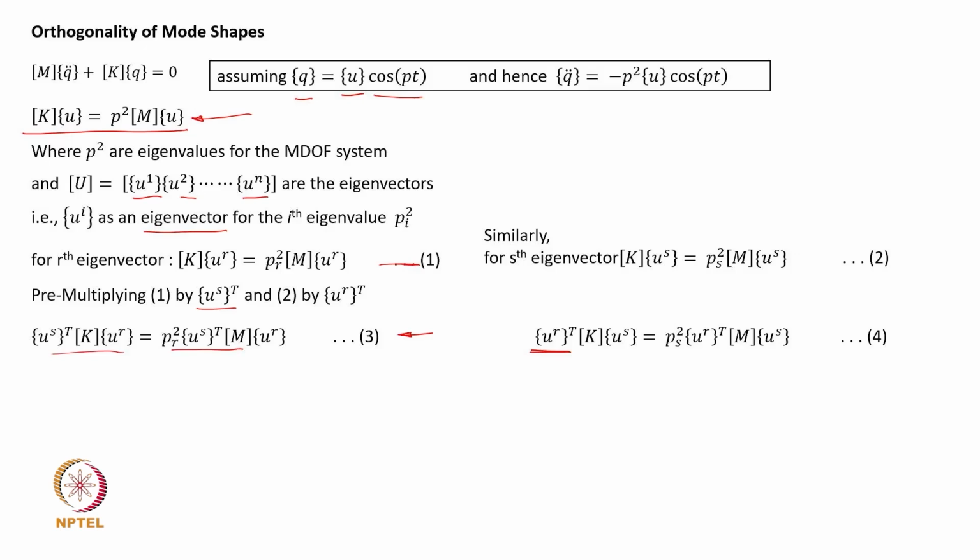and if we do some mathematical manipulation, considering or assuming that the stiffness and mass matrices are symmetric, so in such symmetric matrices, us transpose k ur is equal to ur transpose k us, and that way if you subtract equation 3 from 4 or vice versa, the equation that you obtain is this. Okay. This is something which we have already discussed.